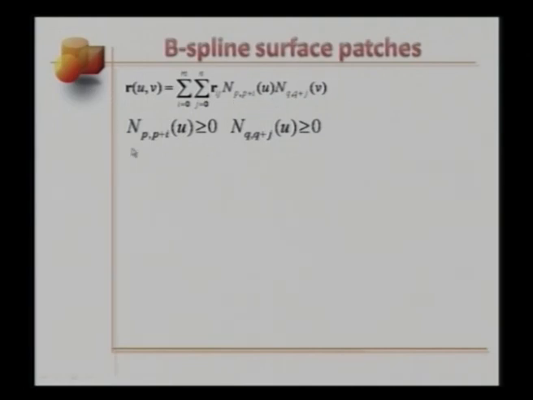Each of these individual terms, N_{p+i}^p of u, is equal to or greater than 0. Likewise, N_{q+j}^q of v is equal to or greater than 0. Correspondingly, this product will either be 0 or positive. Further, from our discussion on B-spline basis functions and segments, we know that p of these order p basis splines sum to 1. That is, N_{i+1}^p of u plus N_{i+2}^p of u up till N_{i+p}^p of u is equal to 1 for values of u belonging to the interval u_i to u_{i+1}.